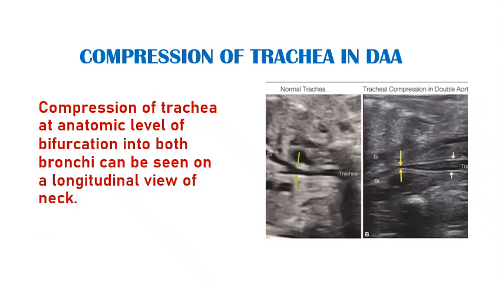Compression of the trachea at the anatomic level of bifurcation into both bronchi can be seen in the longitudinal view of the neck. Here it is a normal trachea. Here we can see compression of the trachea at the level of bifurcation in the coronal view.